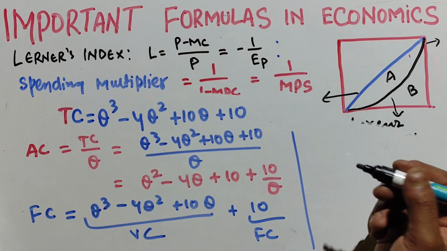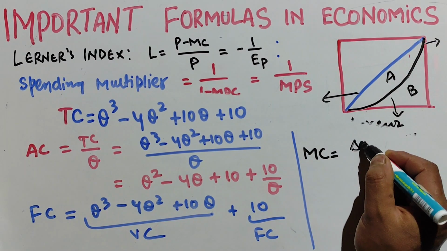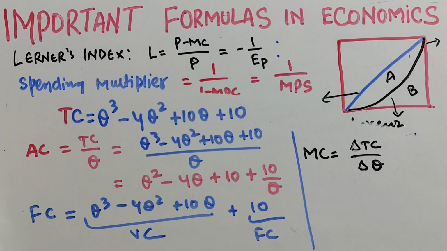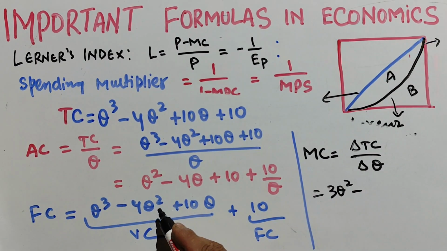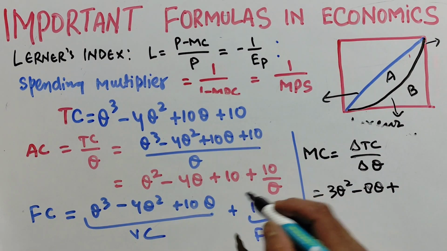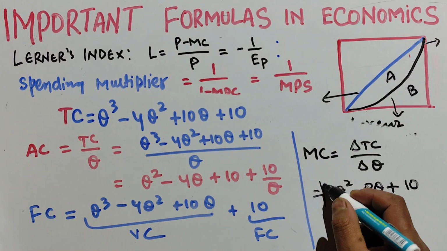Then we can also calculate other costs, that is the marginal cost, which is the change in the total cost due to the change in the output. That is the derivative of this function with respect to q. Derivative of q cube is 3q square, minus derivative of 4q square is 8q, plus derivative of 10q is 10. Derivative of a constant is 0. So this is the marginal cost.